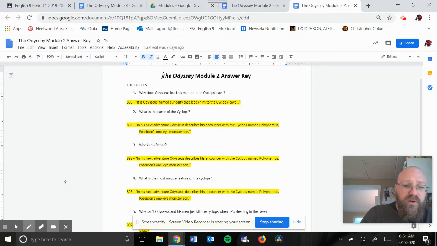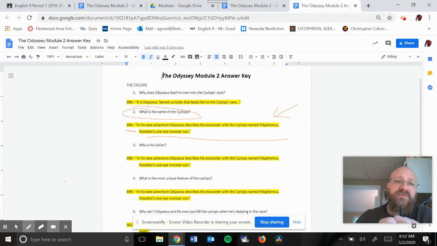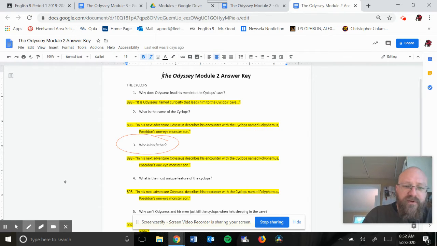Number 2, name of the Cyclops. Well, right here on page 898, remember I'm finding the quotes from the text. That's what's highlighted in yellow for us. The quote from the text really demonstrates that you looked through, you found what you needed to find, and you can prove that that's accurate. On page 898, in his next adventure, Odysseus describes his encounter with the Cyclops named Polyphemus, Poseidon's one-eyed monster son. Okay, that just so happens to be the answer to number 3 as well.